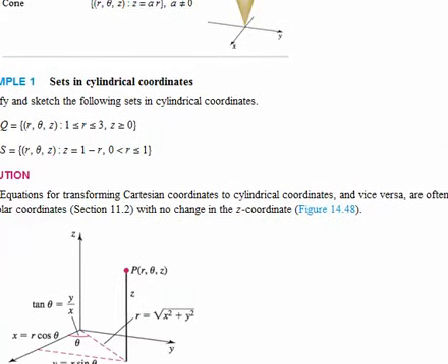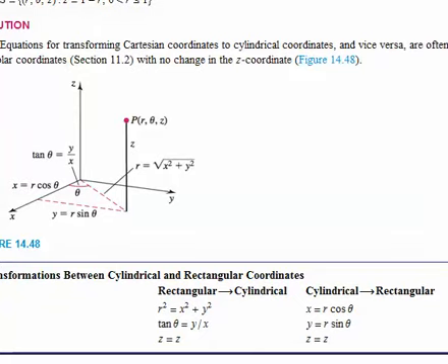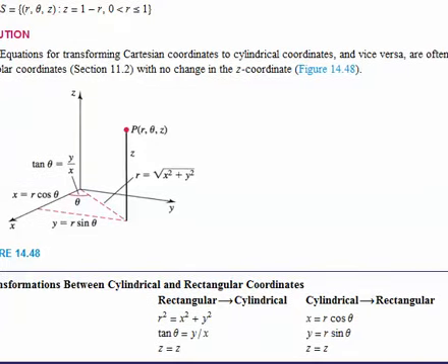And now let's come down here and look at the transformations between cylindrical and rectangular coordinates. So if you are comfortable with polar coordinates, you're going to be very comfortable with cylindrical coordinates. Cylindrical coordinates just adds an extra axis of z, so that you don't have to stay in the xy plane anymore. You can come off of it using the z-axis.